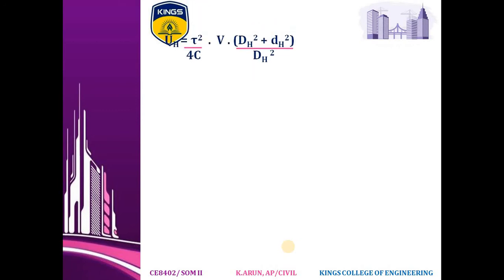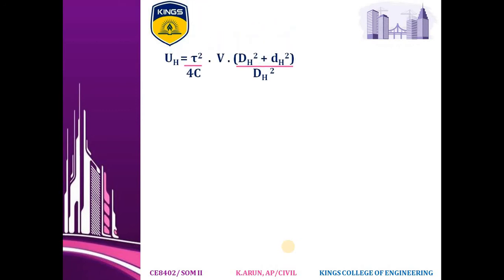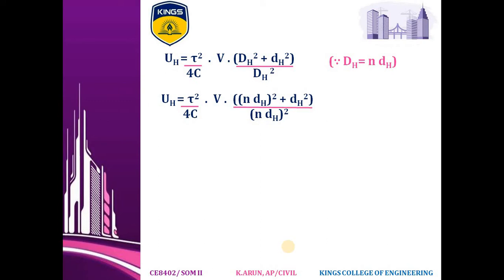The next one is the strain energy of the hollow shaft. Already we have seen the formula for the strain energy of the hollow shaft. That is tau square by 4C into V. It should be multiplied by the outer diameter of the hollow shaft plus inner diameter of the hollow shaft, whole square, divided by the square of the outer diameter of the hollow shaft. So again we are going to substitute the value of capital D_H here. Instead of capital D_H I am substituting (n d_H) whole square.